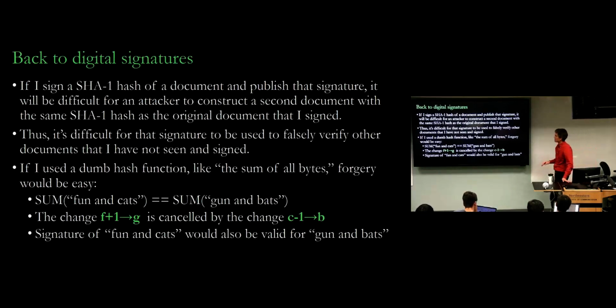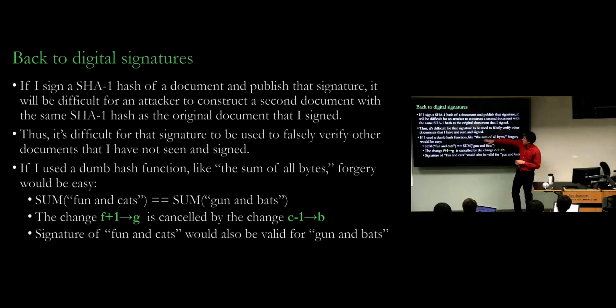By contrast, if I used a dumb hash function, a non-cryptographically secure hash function, problems could arise. Like I could sum up all the bytes of the document to get a byte-sized hash. This would be bad, and forgery would be really easy. I mean, this is an extreme example, but there are middle cases that are not so trivial to fool, but with some effort you can find two documents that map to the same hash.